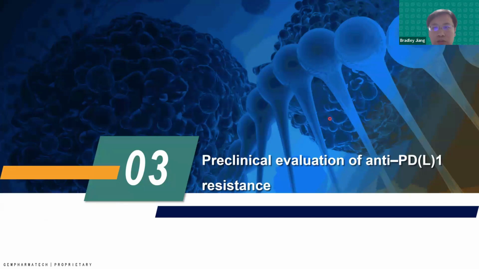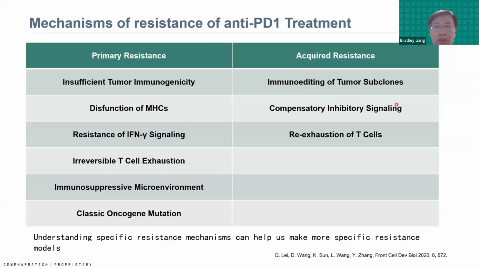Next part, I'd like to share the experience in establishing the PD-1 resistance model. As PD-1 treatment is more widely used in the clinic, our understanding of the mechanism of PD-1 resistance is becoming more comprehensive. The mechanism is divided into two parts, primary resistance and acquired resistance. Understanding the specific resistance mechanisms can help us make more specific resistance models.